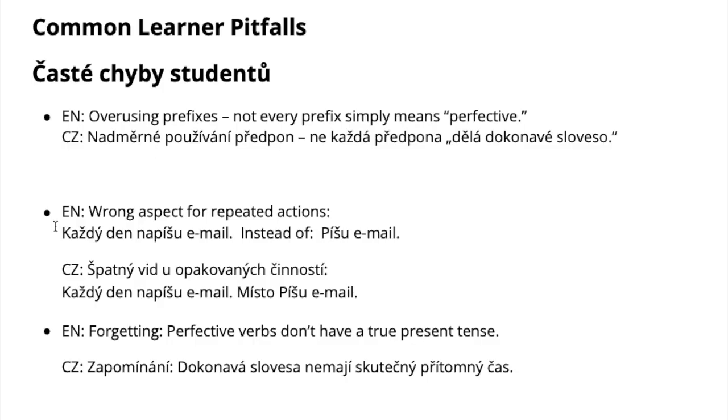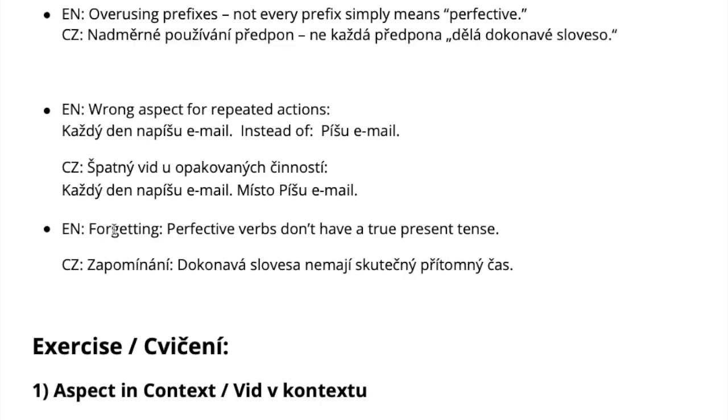And what are the common pitfalls? Where do students usually make mistakes? They are commonly overusing prefixes. So not every prefix simply means that the verb is perfective. Be careful about that. Wrong aspect for repeated actions: if you do something every day, it's an imperfective verb. And forgetting that perfective verbs don't have a true present tense. So if you want to express something with a perfective verb in present tense or in future tense, it's going to be exactly the same sentence.